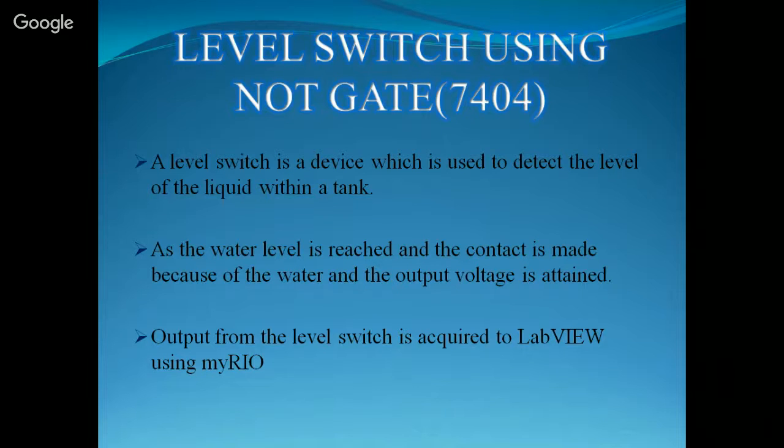Two wires are fixed at the certain level in the mixing tank to sense whether the water level is attained. As the water level is reached, the contact is made because of the conducting property of water and hence the output voltage is attained and it is generated to NI myRIO.